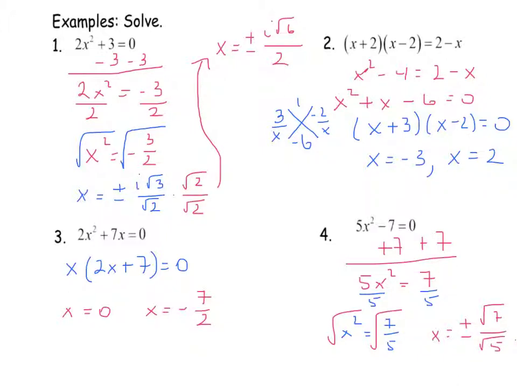And again, if I want to rationalize the denominator, which I don't have room down here, so I'm going to move it up here in the middle. I'm going to have to multiply by root 5 over root 5. So if I do that, x will equal plus or minus the square root of 35 over 5 for my final answer for this problem.